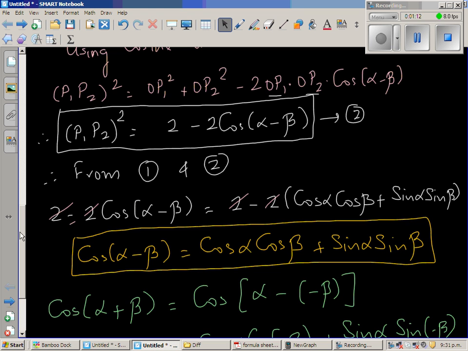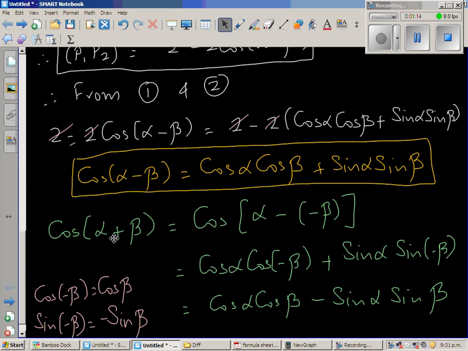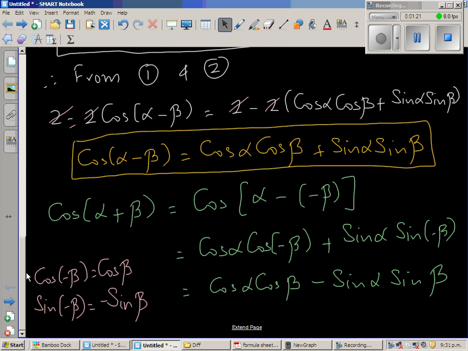And using the same, we proved cos alpha plus beta is cos alpha minus negative beta, and it is cos alpha cos beta minus sine alpha sine beta. So, if you want to remember, when it is cos alpha minus beta, you have a plus in between them, and if it is alpha plus beta, you have a minus there.